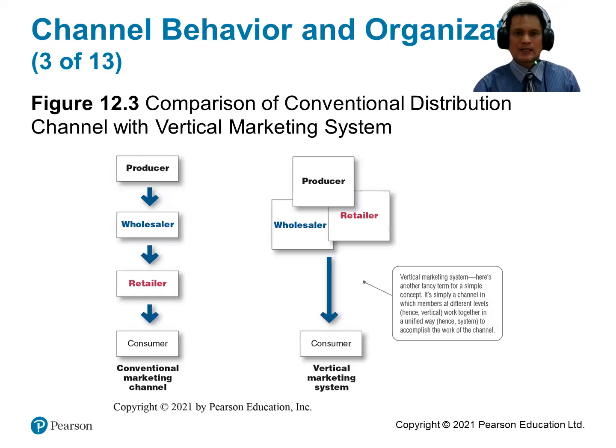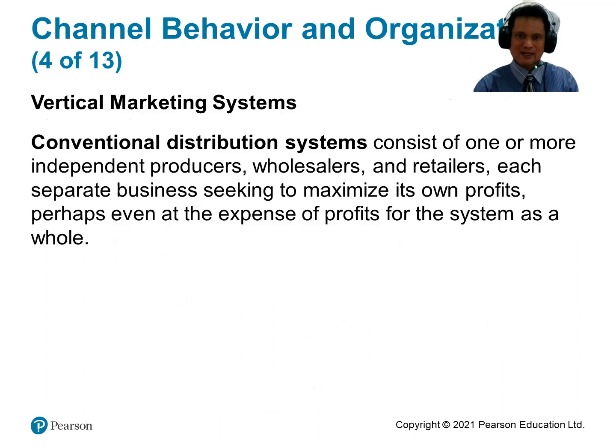Here you will see the conventional marketing channel and the vertical marketing channel system. The conventional or traditional way is between the producer and the consumer, with intermediaries in between, such as wholesalers and retailers. For the vertical marketing system, they have modified the way the producer interacts with the wholesalers and the retailers, where they work collaboratively together for the common good and for the good of the consumers. Now we will see that in detail, one by one.